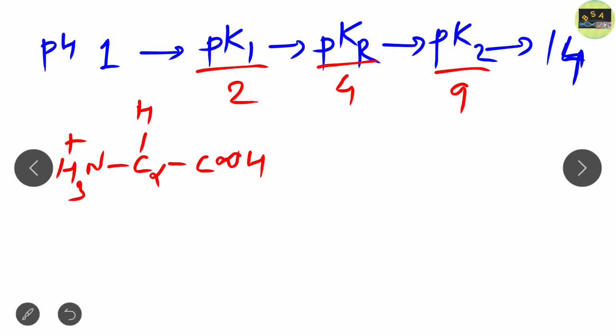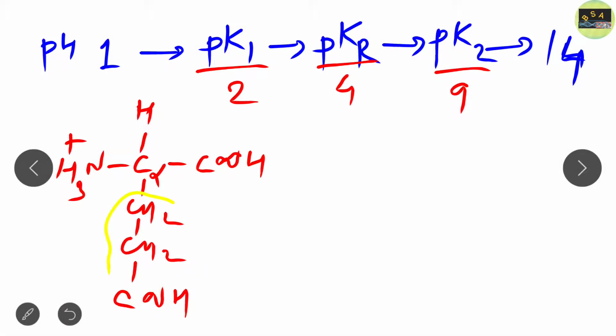This structure is at pH 1. CH2, CH2 and COH. So this is at pH 1. Clear? Now this is the structure of glutamic acid, and this is the side chain. Very easy.